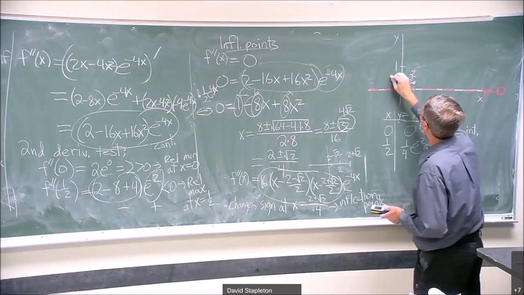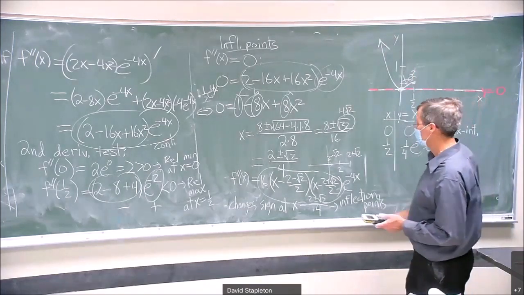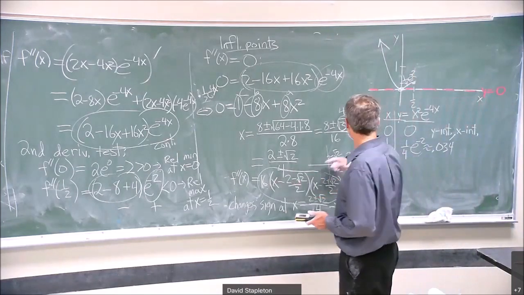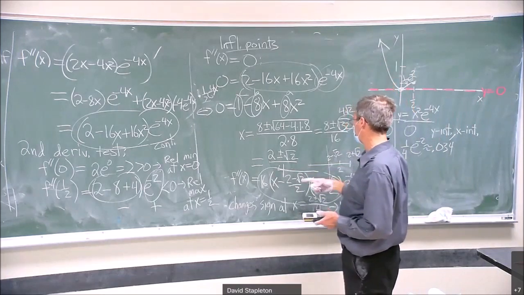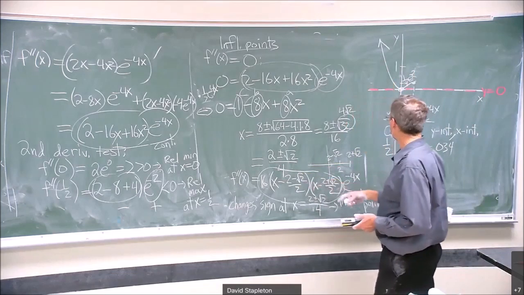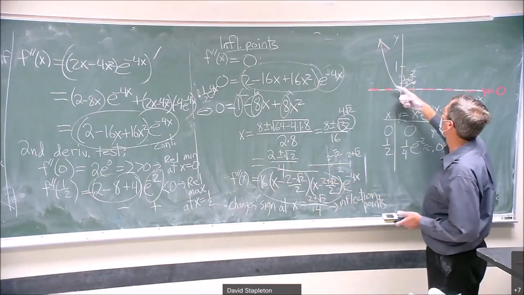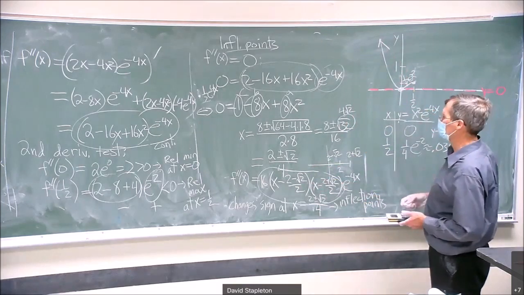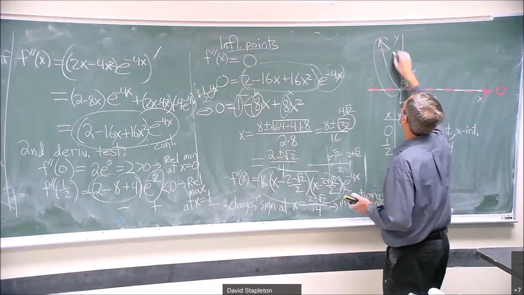This goes up towards infinity. If you look at the concavity, the second derivative is always positive back here for x less than the smaller of these two numbers. So it's going to be concave up and decreasing through this region, decreasing because the first derivative is negative.